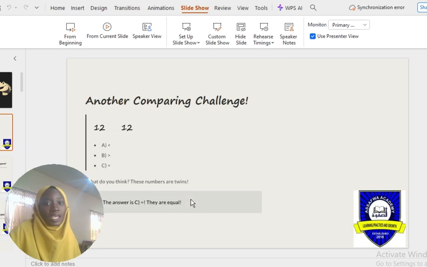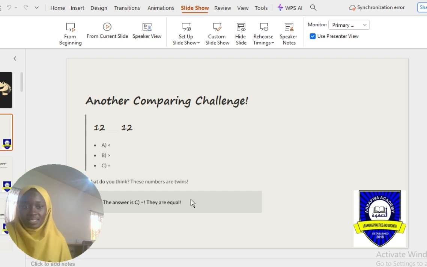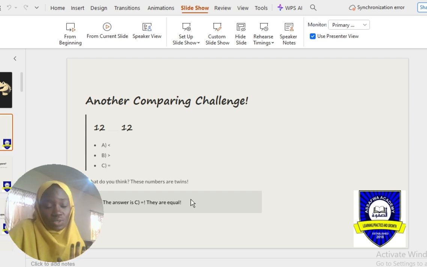And we have a challenge for you. Let's look at an example. We have 12, and on the other side we have 12. What are we going to use? Is it the greater than? Is it 12 greater than 12? Or 12 less than 12? Or 12 equal to 12? Yes, the answer is correct. What do you think it's going to be?